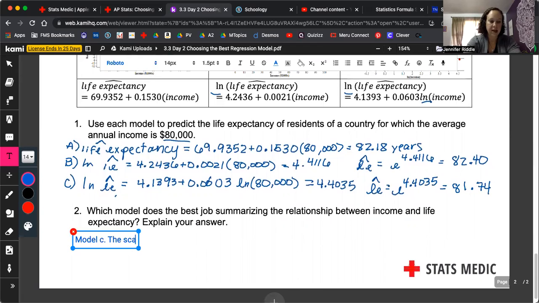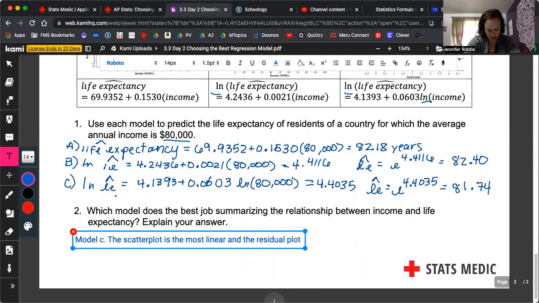I'm going to say the scatter plot is the most linear and the residual plot has no clear curved pattern, or you could say no leftover pattern, either one.